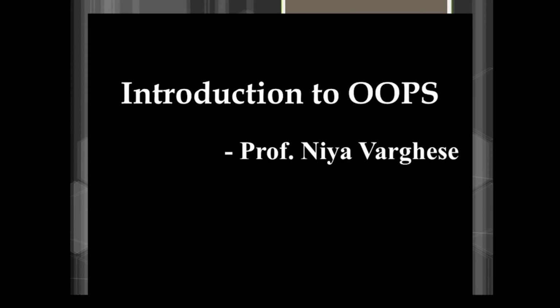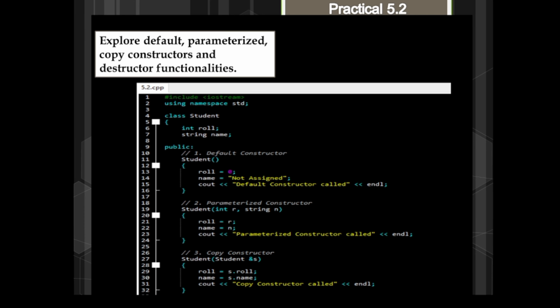Hi everyone, today we are going to learn Introduction to OOPS, practical number 5.2. I'll take you to the question. The purpose of this C++ program is to demonstrate how constructors and destructors work in a class. So before I go ahead, I'll explain what that means.